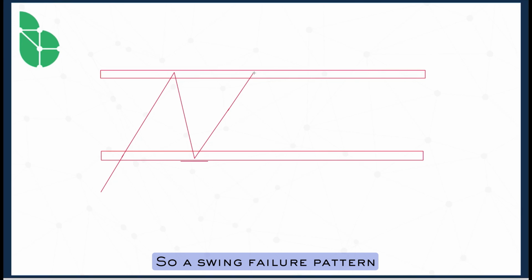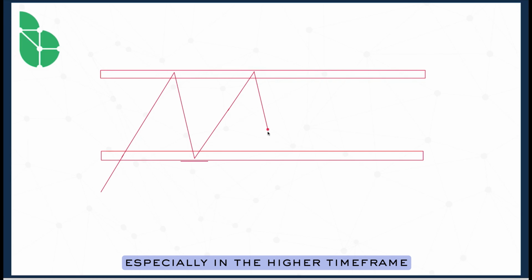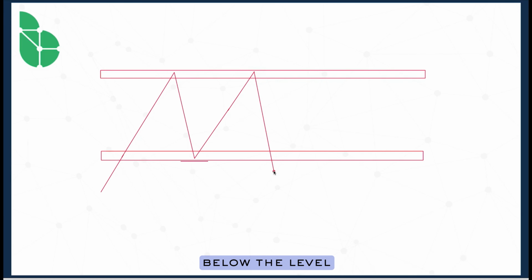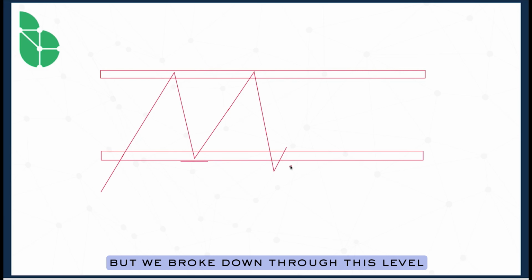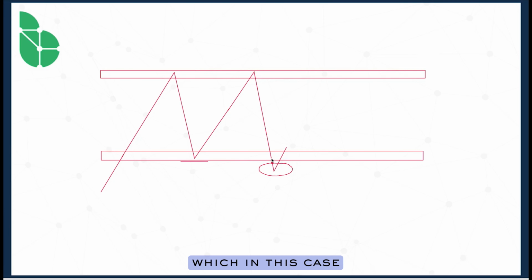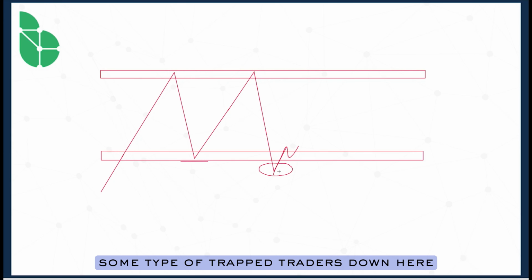So a swing failure pattern, especially on the higher time frame, is when we come down below the level and we close back aggressively above the level. The point is, not only did we break down through the level, but we broke down through this level right here with a ton of aggressive selling, only for price to come back above the level. You would want to see something like a retest of the level, and you want to be certain that not only do we close back above the level, but that there are some type of trap traders down here.